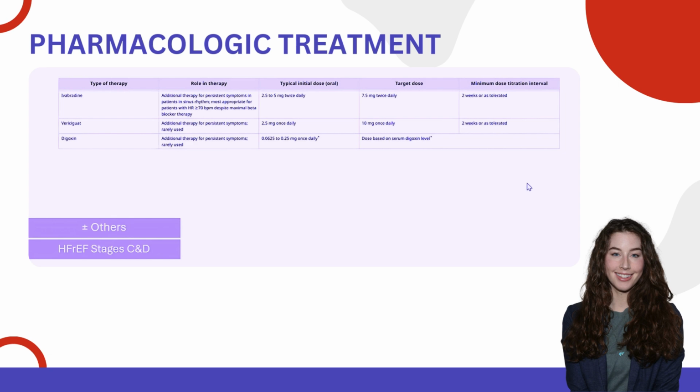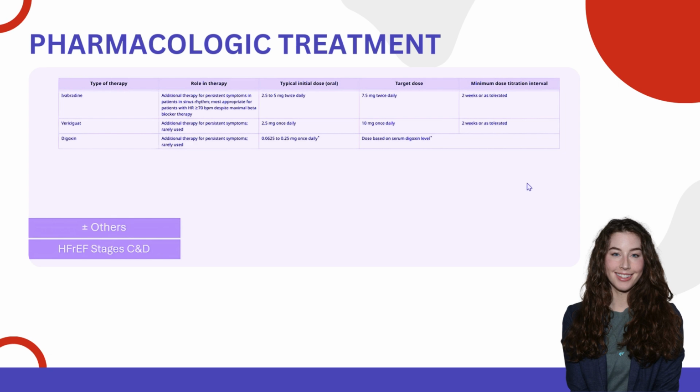So ivabradine is a class 2A recommendation. You use it when the patient's heart rate is over 70, despite already being managed with a beta blocker. It can cause hypotension, bradycardia, palpitations, and the mechanism of action is just an SA node modulator.